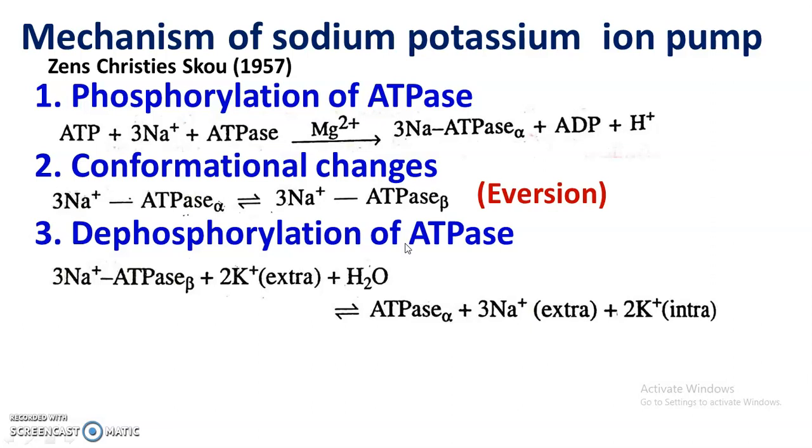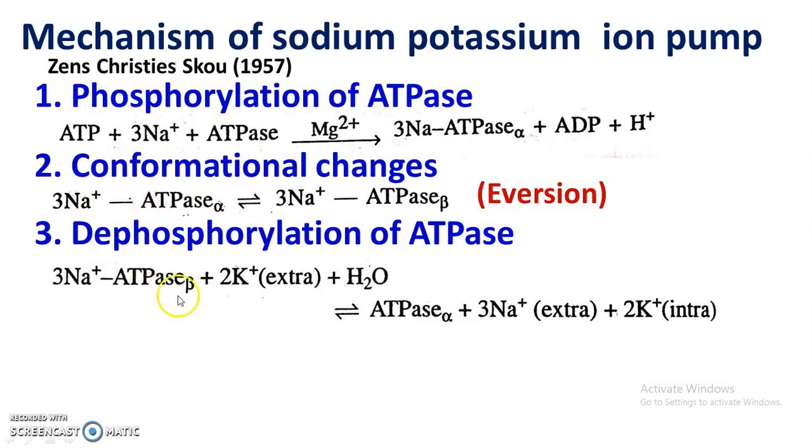Finally, the 2 potassium ions which are loosely bound are released to the intracellular fluid, and potassium ions enter inside the cell, and in this way the enzyme reverts to its original conformation to accept sodium ions again and continue the cycle.